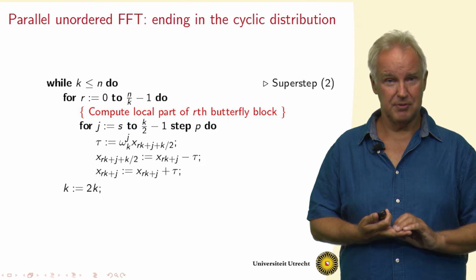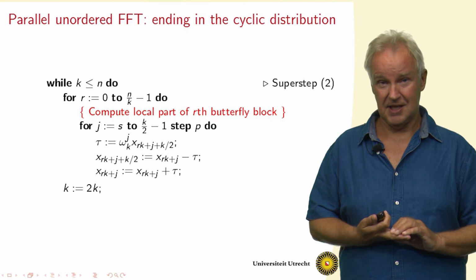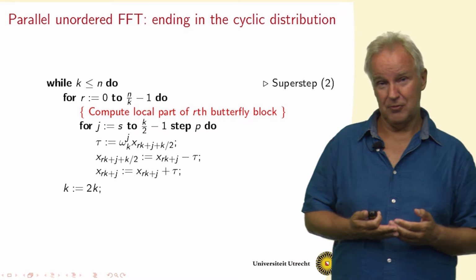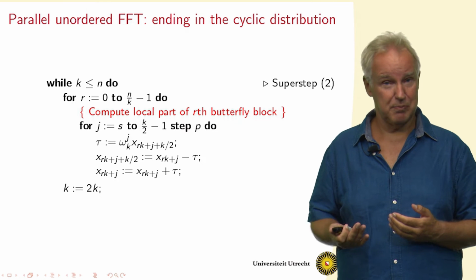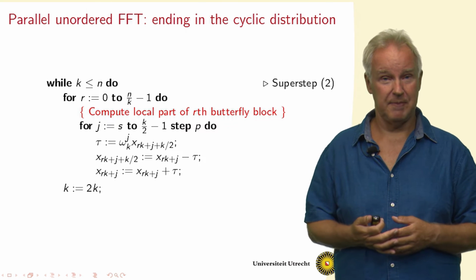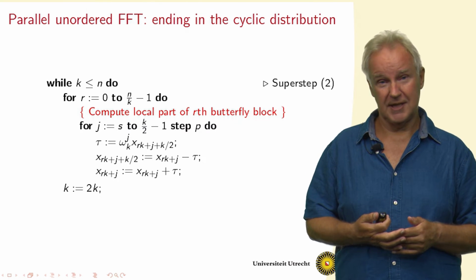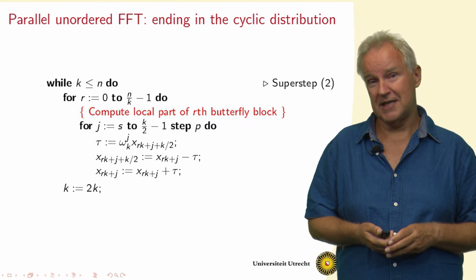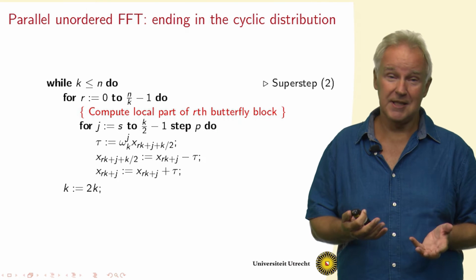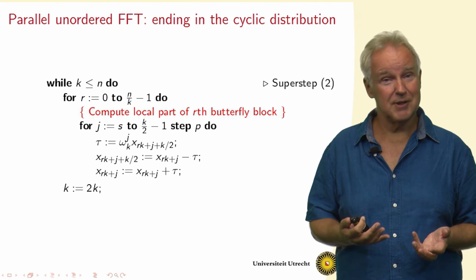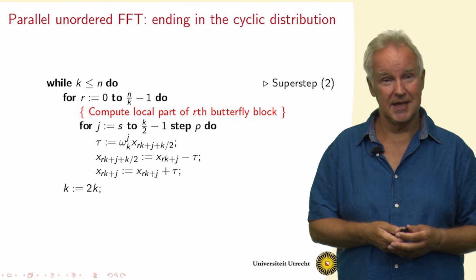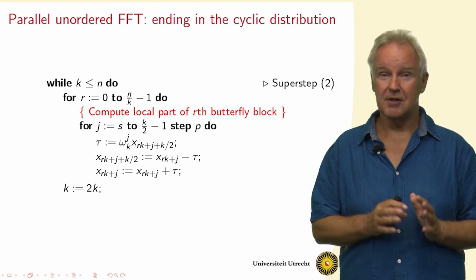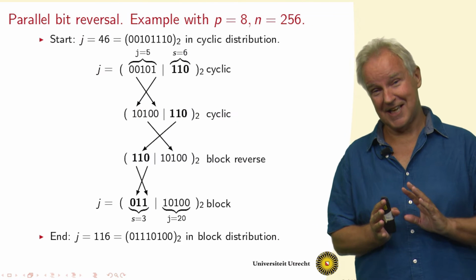So we compute the local part of the rth butterfly, and that's why you see that in the for loop you start with S. That's in the cyclic distribution. You run over indices j equals s, s plus p, s plus 2p, etc. And that explains this for loop. And then inside the for loop you recognize again what we have to do. And the nice thing is these are local operations. There's no communication happening here.